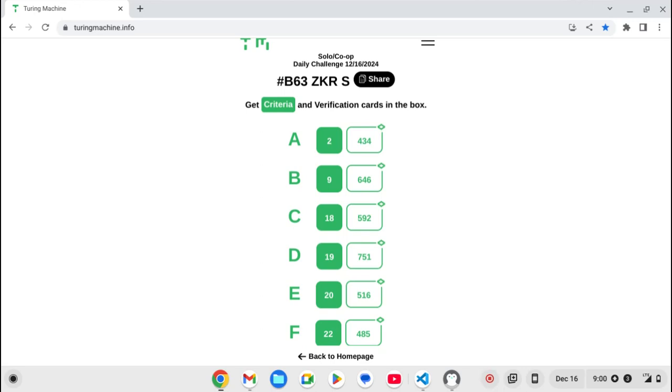Let's begin. Today's December 16th, 2024, and we're solving the Daily Turing Machine Puzzle. Today's puzzle uses the following 6 criteria cards: criteria cards 2, 9, 18, 19, 20, and 22, and the puzzle uses the green verification cards. The code above is your way to get more information on today's puzzle by searching the code on turingmachine.info. Let's go solve.